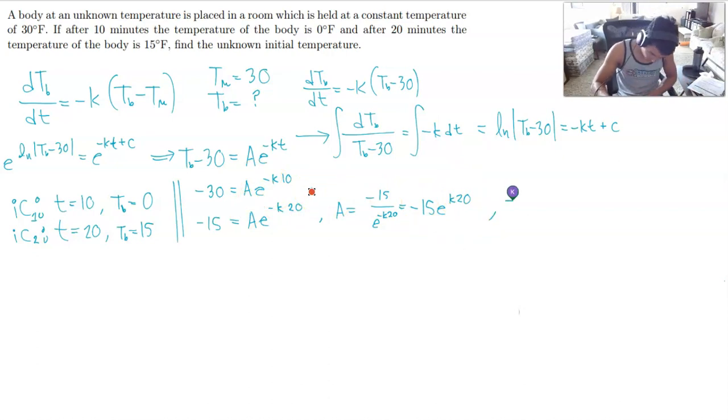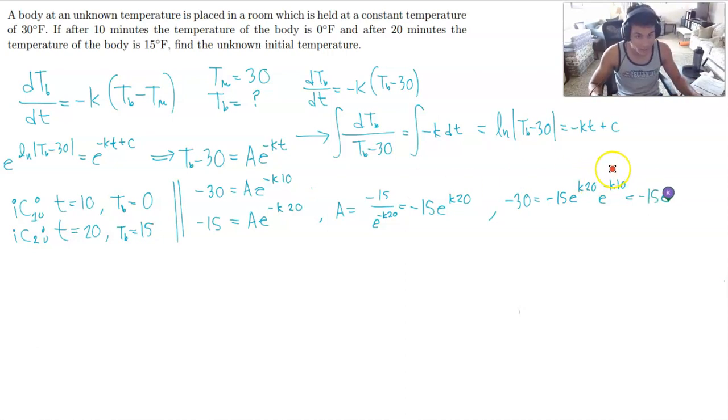And then you'd see that negative 30 is equal to negative 15 e to the 20k times e to the negative 10k. And then using your exponential rules, you know this is negative 15 e, and then you add these exponents together, and if you add them together, you get 10k, right?